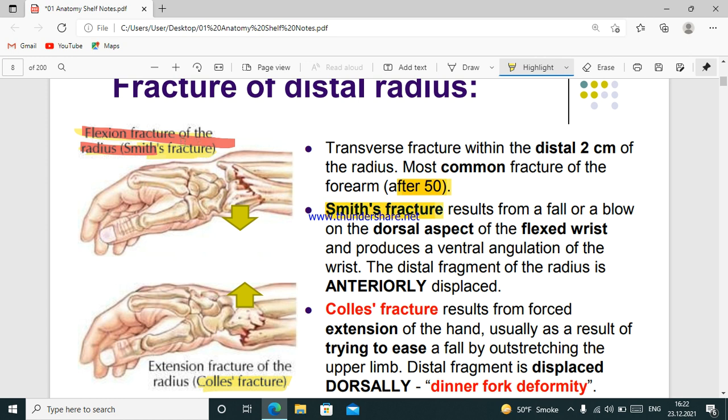It is the flexion fracture of the radius, resulting from a fall or blow on the dorsal aspect of the flexed wrist, and produces a ventral angulation of the wrist. The distal fragment of the radius is anteriorly displaced. Therefore, we say that it is inward.